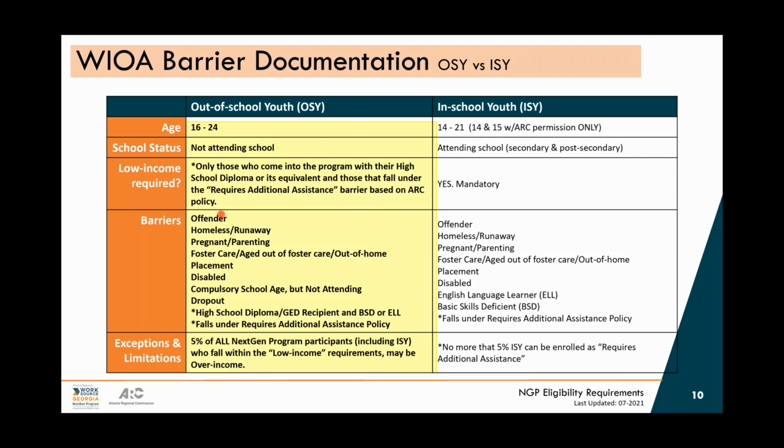For out of school youth, you have these barriers, and the in-school youth have similar barriers, but they also have English language learner and basic skills deficient as an option for the main barriers. Okay, so that's English language learner. So when I say out of school don't qualify under that, I mean they don't qualify as a main WIOA barrier under here.